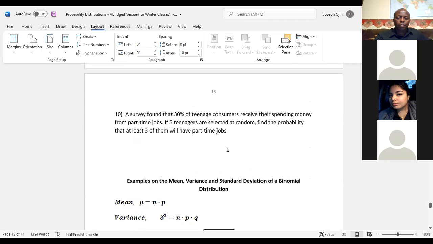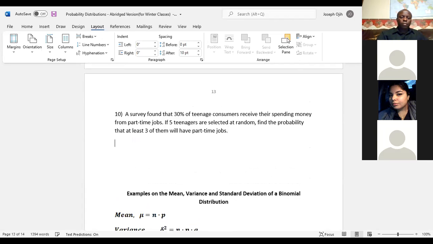So look at this one. It says, a survey found that 30% of teenage consumers receive their spending money from part-time jobs. If 5 teenagers are selected at random, find the probability that at least 3 of them will have part-time jobs. Now, in this, it says at least. That means you're going to use the formula 3 times or 4 times, depending. We'll find out now. Solution.